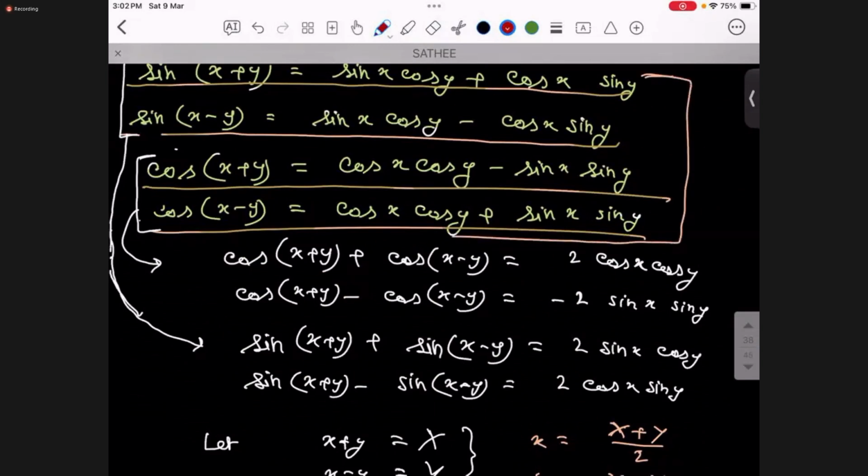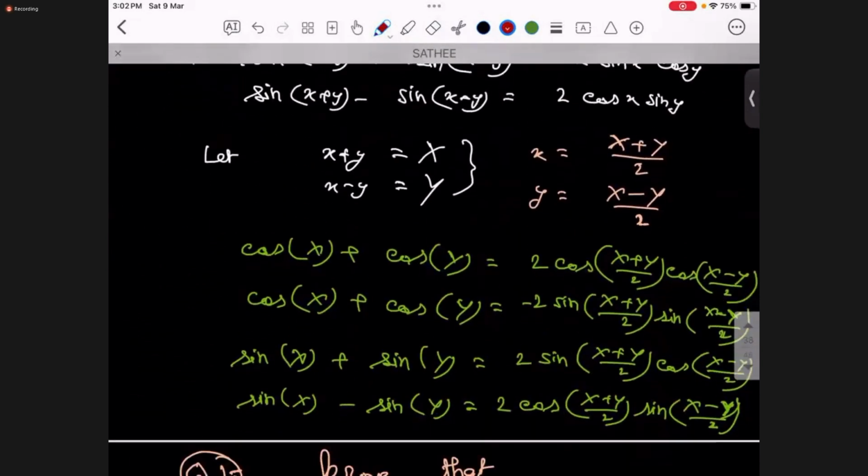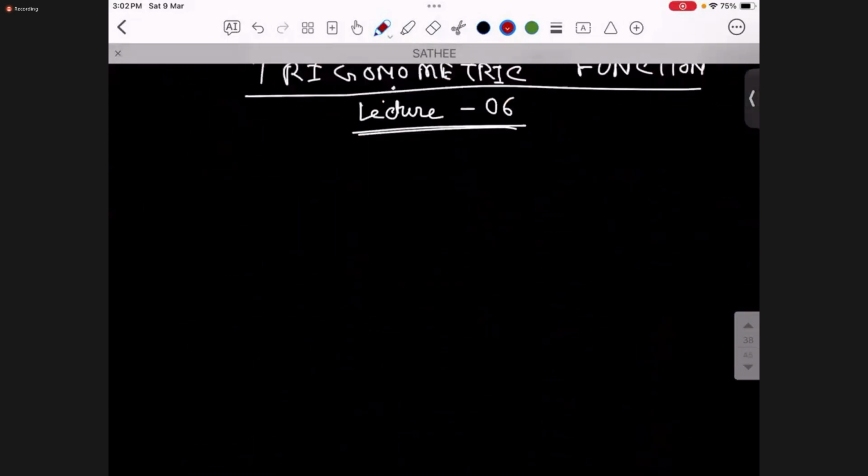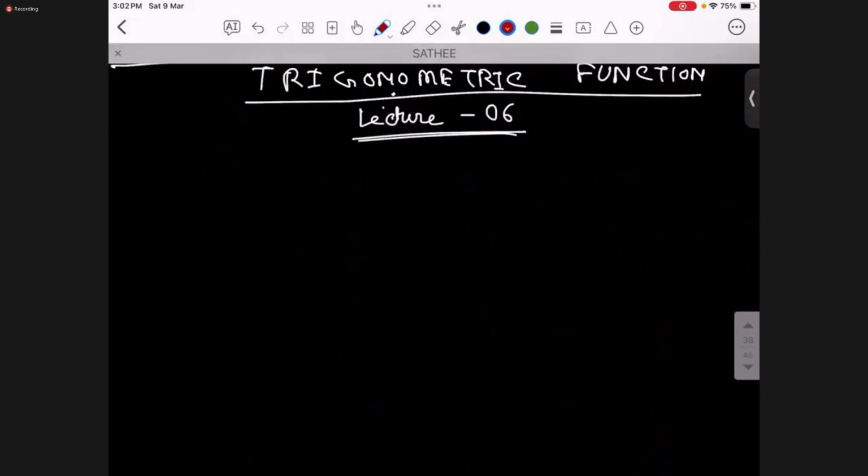These formulas, you can say. And after that, we came up with these formulas. Now, today, we will try to apply this concept. Before that, let me start with a simple example.